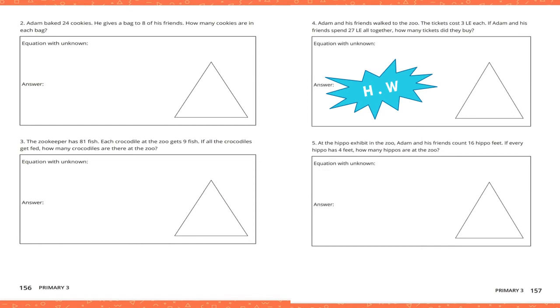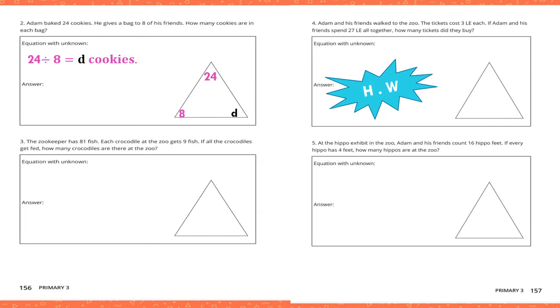Adam picked 24 cookies. He gives a bag to 8 of his friends. So, to know the number of cookies in each bag, we have to distribute the 24 cookies into 8 friends. Distribute means divide. So, to write the numbers in the triangle of fact family, we will write the big number in the upper of the triangle and the two small numbers in the below. So, I will write 8 and D in the below and 24 in the upper. So, 24 divided by 8 equals D cookies.